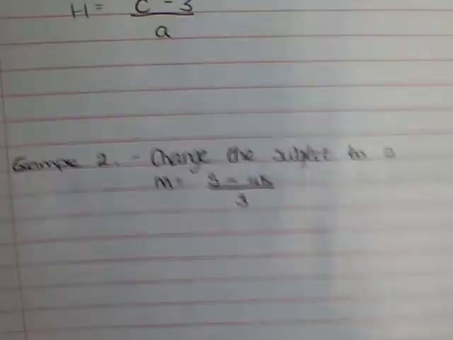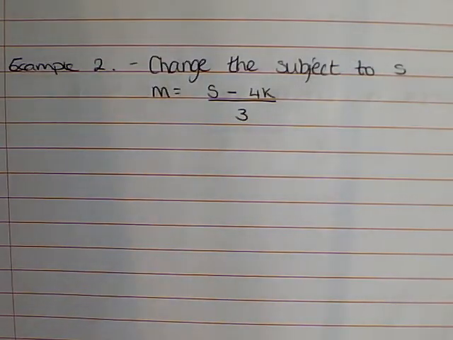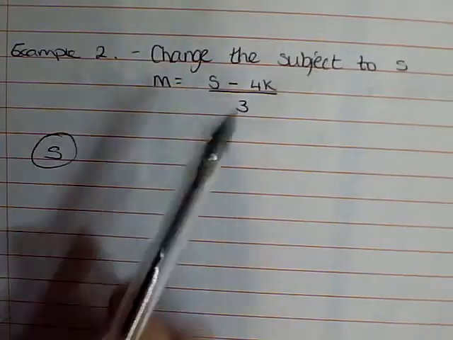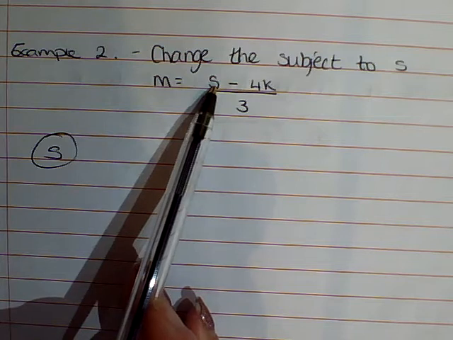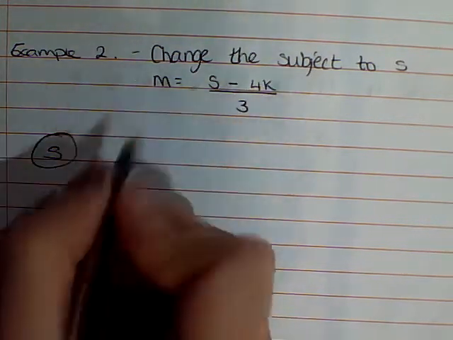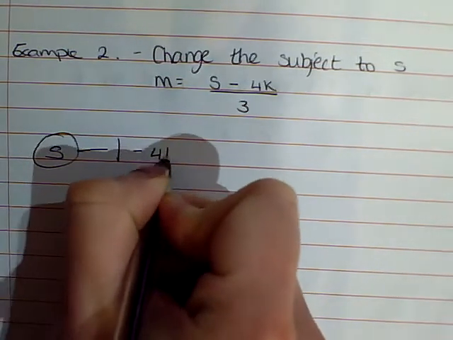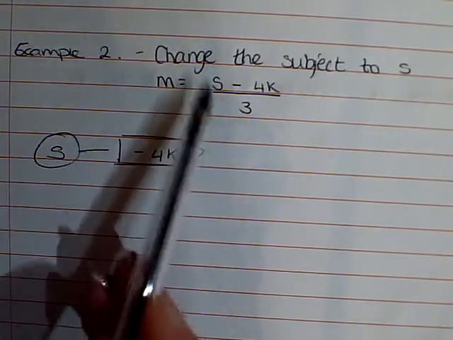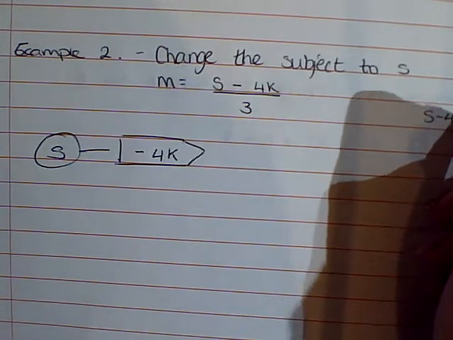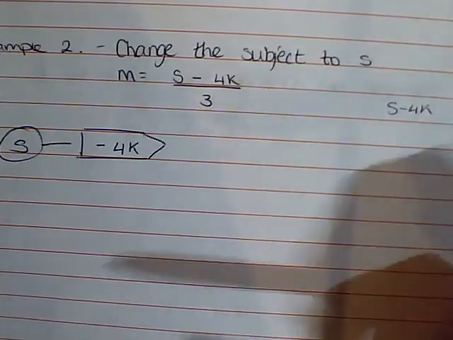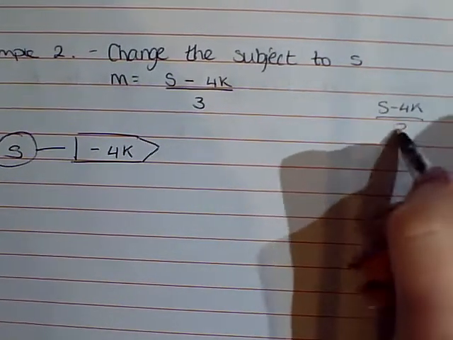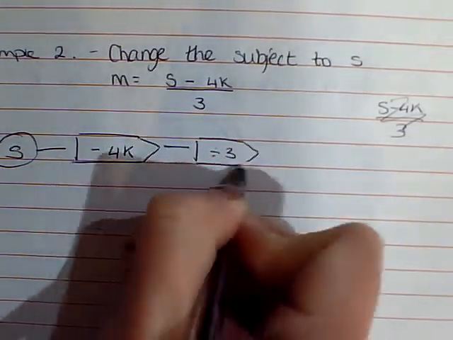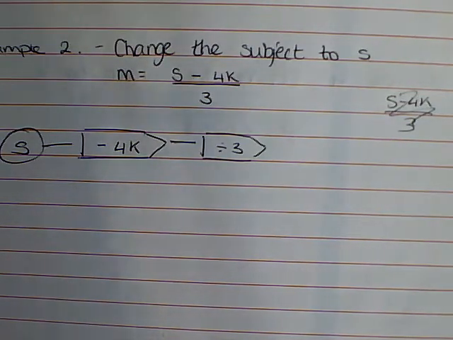Okay, example 2. Change the subject to S. So S is where I start. So we've got S, take away 4K. Now that I've got S minus 4K, that is being divided by 3. So I'm going to divide by 3. And that gives me M.